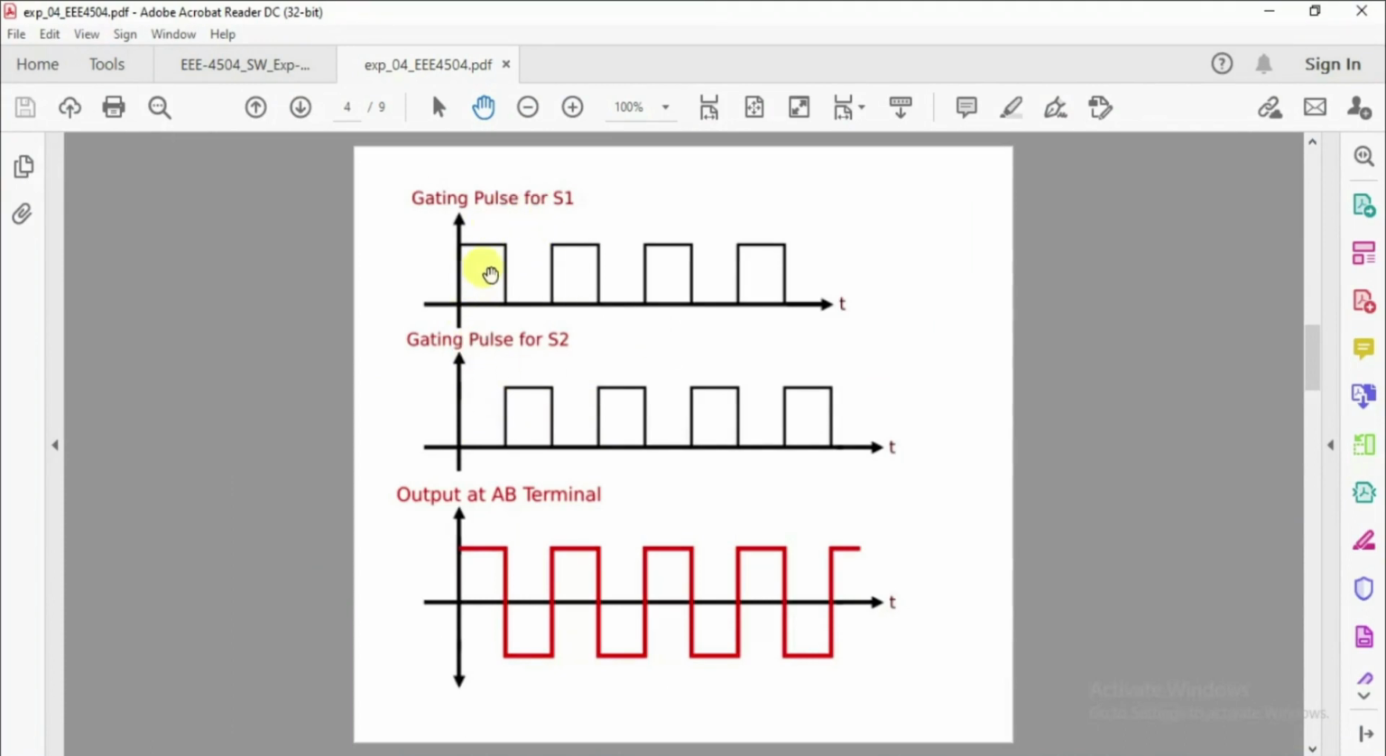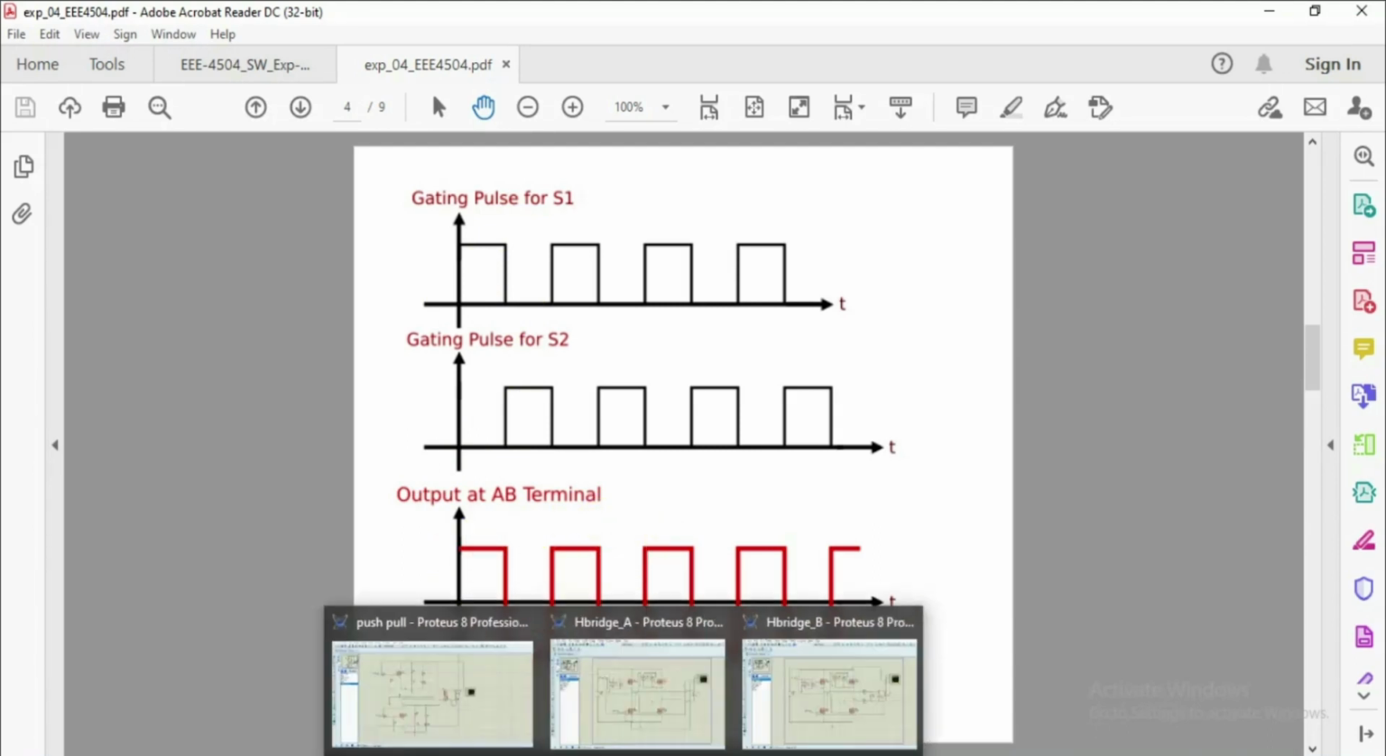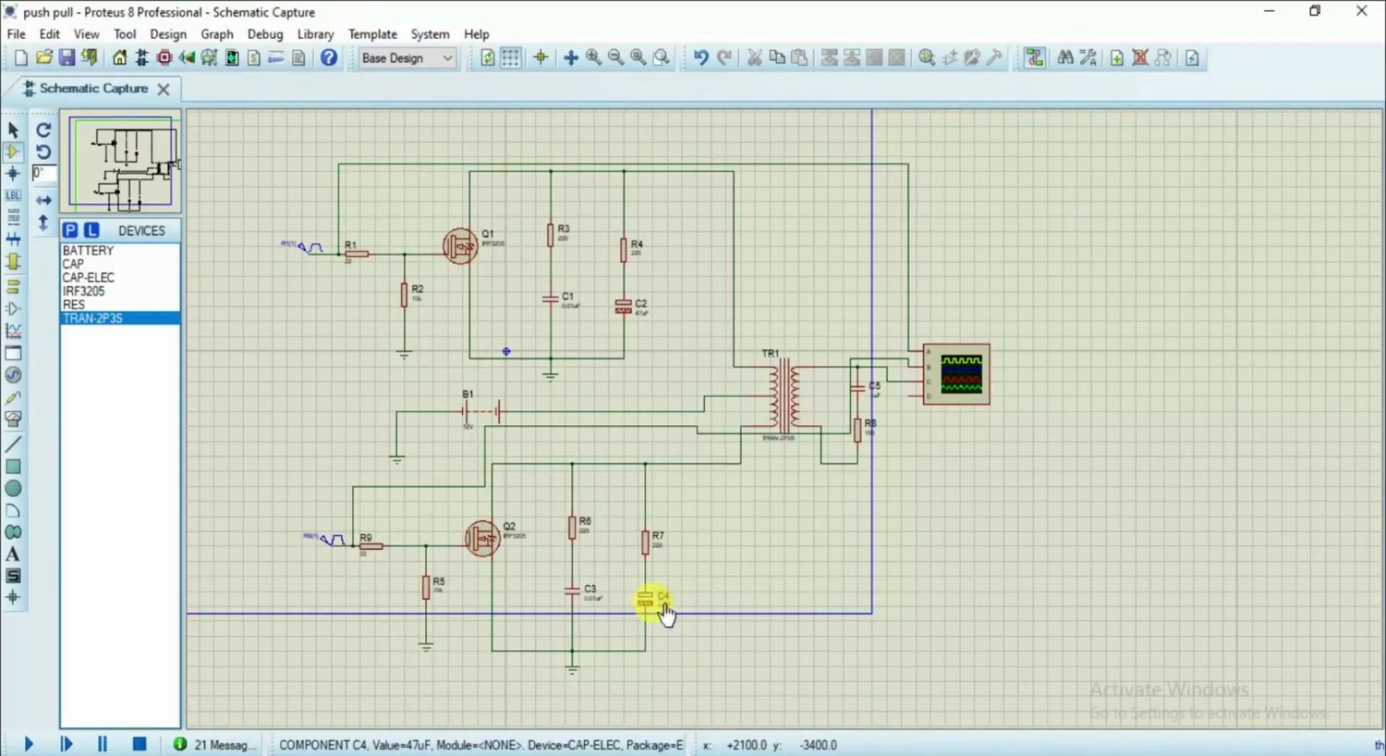When S1 is conducting, S2 will not be conducting. When S2 is conducting, S1 will not be conducting, and thus in the output terminal we were supposed to have an alternating voltage. Let's see whether we get a similar type of output when we are simulating this circuit in Proteus.